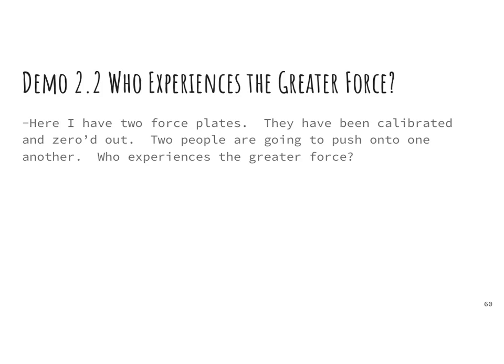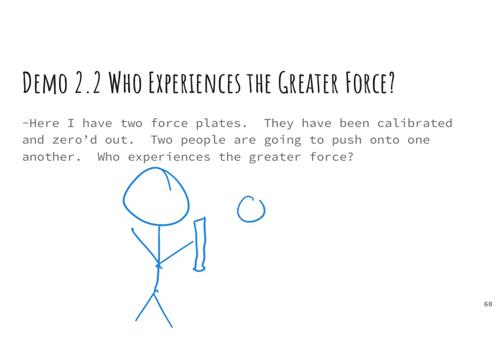So I'll do a quick little demonstration in class, and I'm going to have two people with force plates. They're plates that can get pushed on, and they measure the force in newtons, and they are calibrated and zeroed out. They're going to push at each other, and my question is, who experiences the greater force? Let's say there's a big person here with a force plate, and a little person here with a force plate, and the big person is pushing and pushing, and, for example, they end up going to the right. Who experiences the greater force?